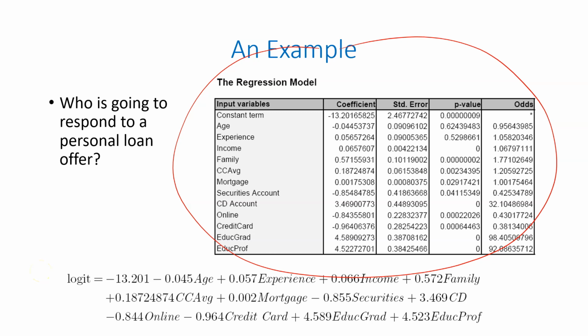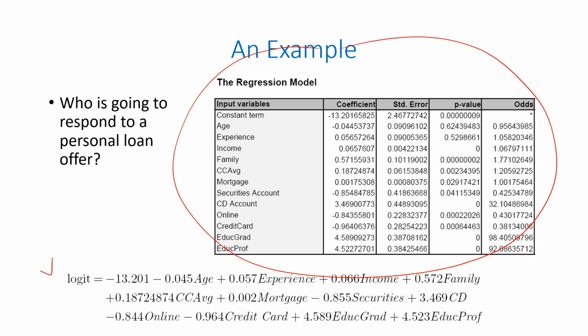The predictor variables include a mixture of numeric variables such as customer age, years of work experience, and income, and categorical variables such as whether the customer has a CD account and whether the customer banks online, and etc. The second column contains the coefficients, which can be used to build the regression model. Based on these coefficients, the regression model looks like this.